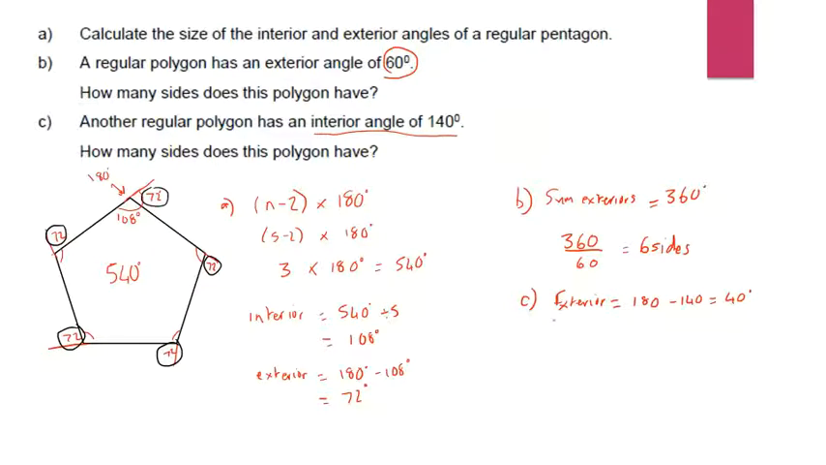And because it's regular, every angle going around the shape would be 40 degrees until you've done a full turn. So 360 divided by 40 is what we need to do this side. And it's 9, so there would be 9 sides on this polygon.